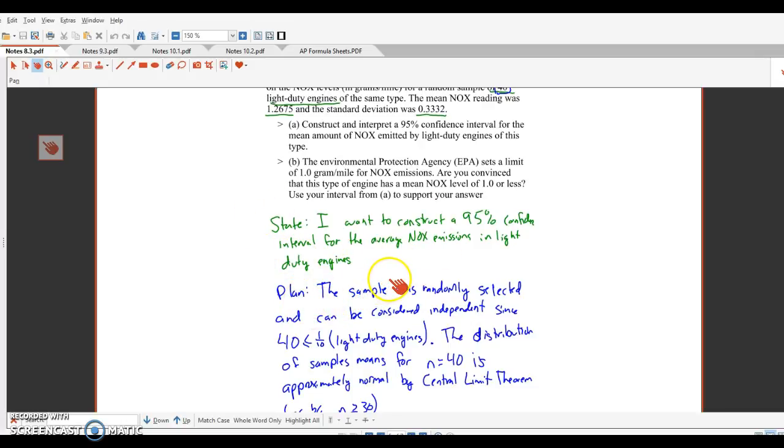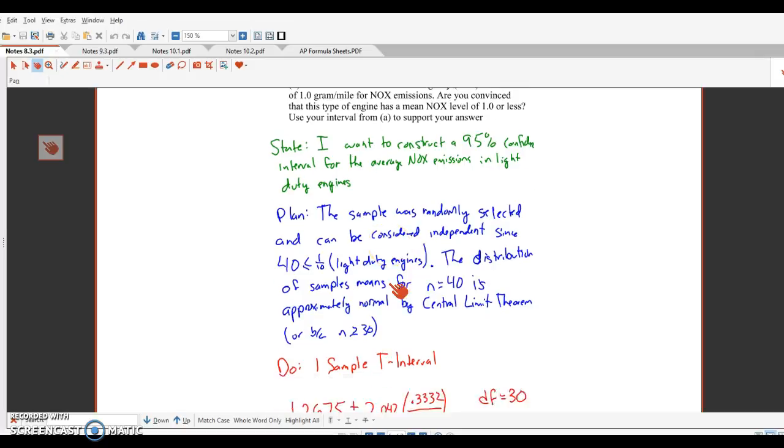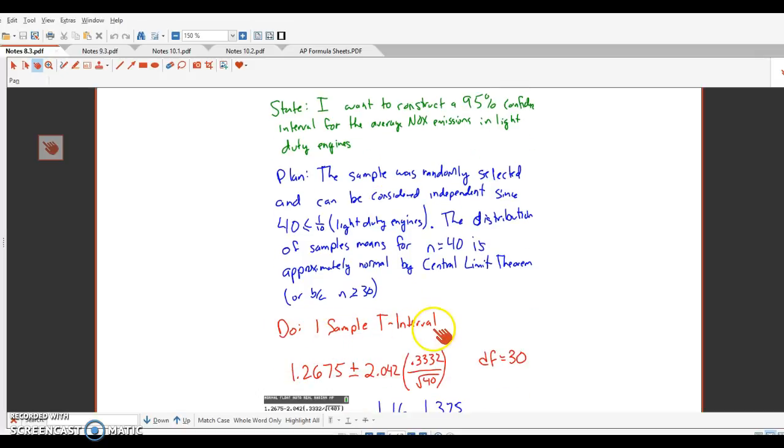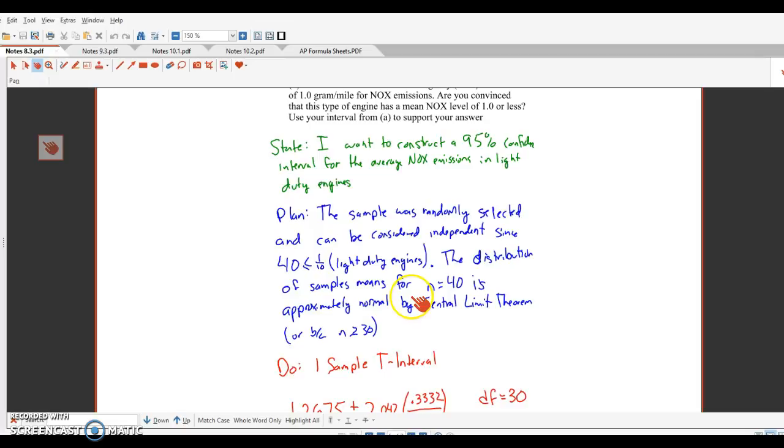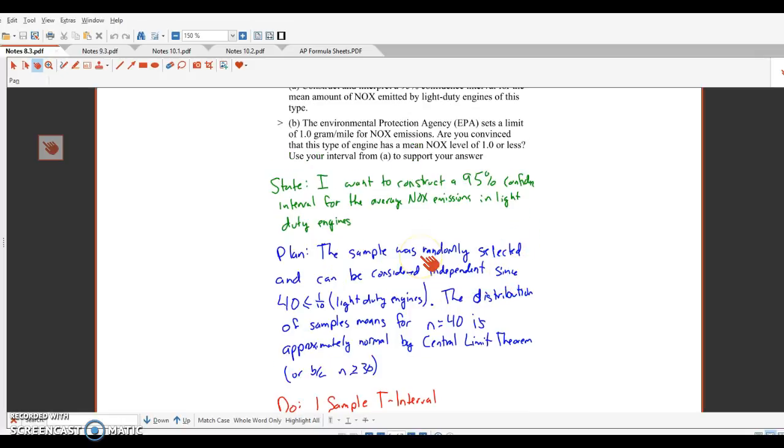Plan, this is where I should have put in the type of interval. Okay, I put it down here in the do step. So it's a one sample t interval, or just plain t interval would be fine. The sample was randomly selected and can be considered independent because there should be at least 10 times the 40 light-duty engines out there. So 40 is less than 1/10 of all light-duty engines. You could also have stated that the NOx emissions of one engine should not affect another. That would have been fine.